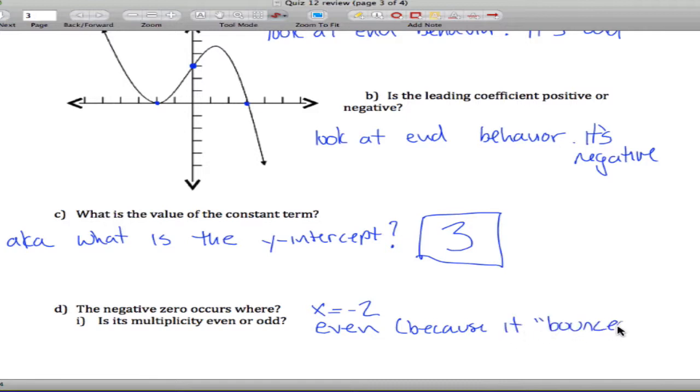Put bounces in quotation marks because that doesn't feel like a very mathy word. I don't know if your book used that word, but it describes what's going on. It's bouncing. It doesn't go through.